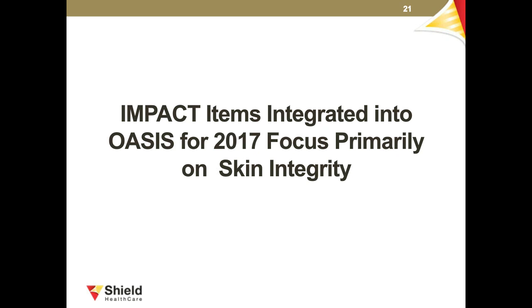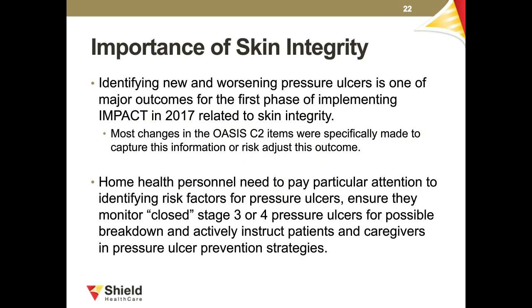So let's look at home health and, of course, the impact items integrated into the Oasis for 2017 focus primarily on skin integrity. But let's look at what happened to Oasis C2 this year and how Oasis has always been probably the most important tool used in home health because it's used for so many issues: payment determination, outcomes, survey results, all kinds of things. So looking at what we're doing, it's even more important now that we go to impact.